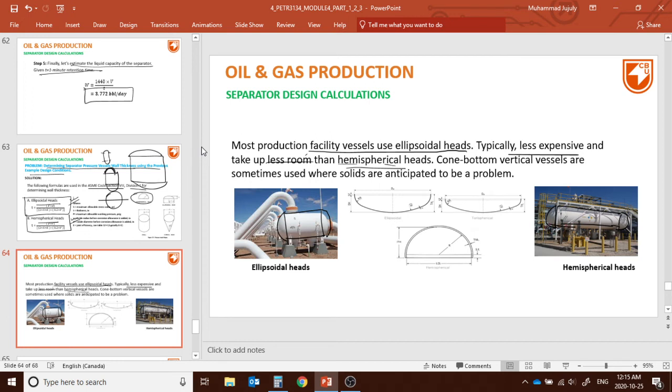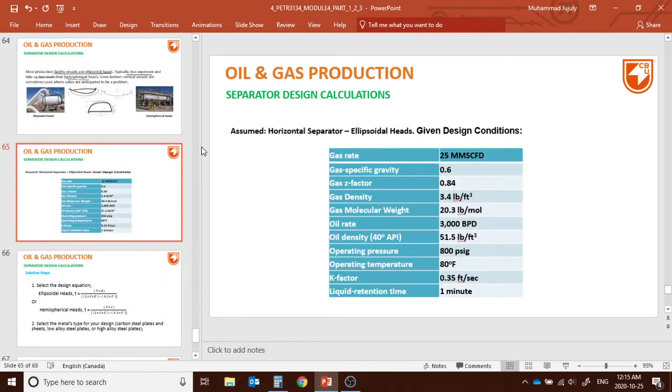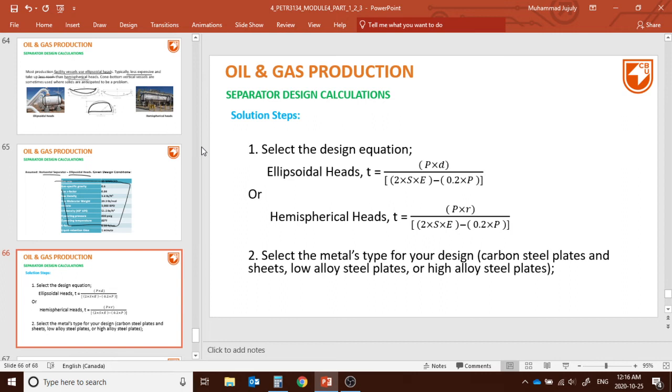All right, so these are the designs. This is the hemispherical head design, and this is the ellipsoidal head design. Now, for the previous example we have the same design conditions. Let's assume our separator is horizontal with an ellipsoidal head. If this information is given, how can we calculate the minimum thickness? We know these two equations.